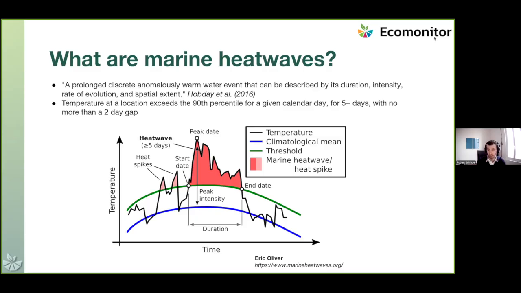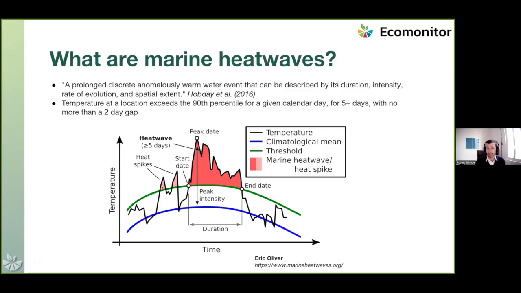So what does that actually look like? Very simply, a marine heat wave is when the temperatures, which are this black squiggle, you'll notice there are no numbers, this is just a schematic. We have time on the x-axis and temperature vaguely on the y-axis. When temperatures exceed a threshold for 5 or more days, we call that a marine heat wave.